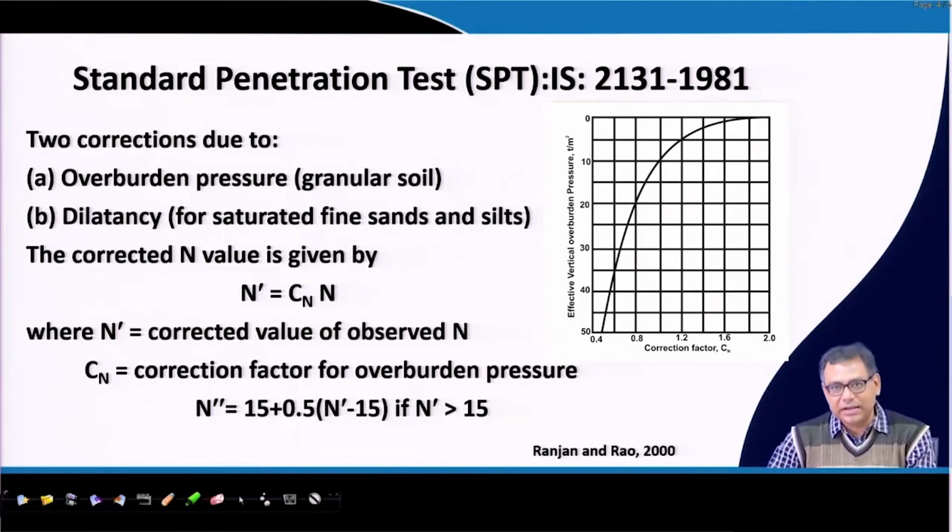Once you get this N value, the collected soil sample will be taken to the lab and you do the test. But this N value is very important for us, because we will use this N value to determine the soil properties by using different correlations.